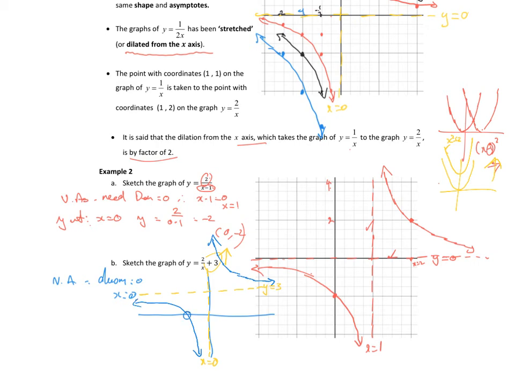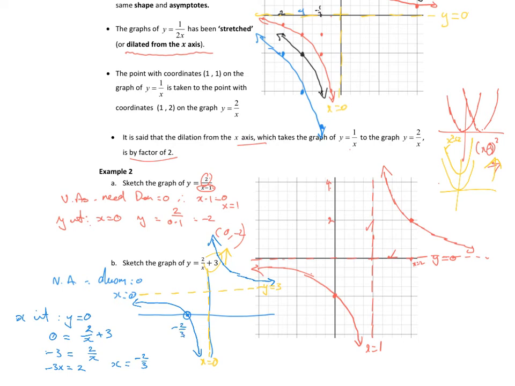So there is an x-intercept, which means y is 0. So the x-intercept, if I put y equal to 0, I get 0 is equal to 2 over x plus 3. Subtract 3. Minus 3 equals 2 over x. Multiply the x across. Now divide by negative 3. I get minus 2/3, which seems quite feasible.